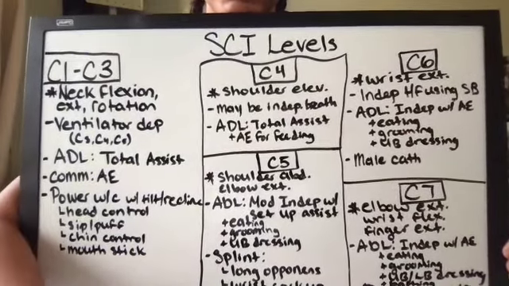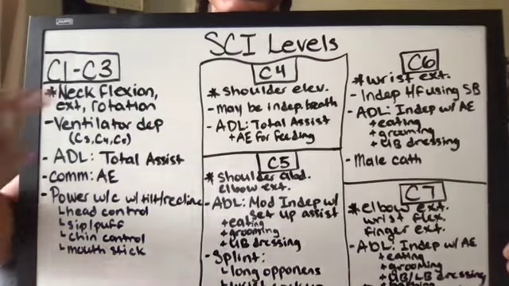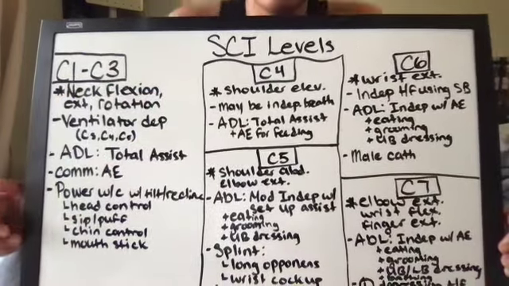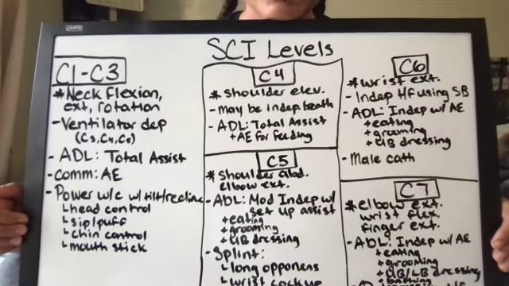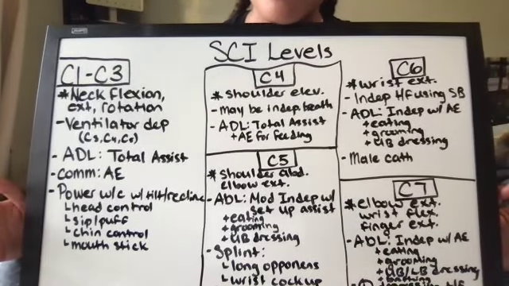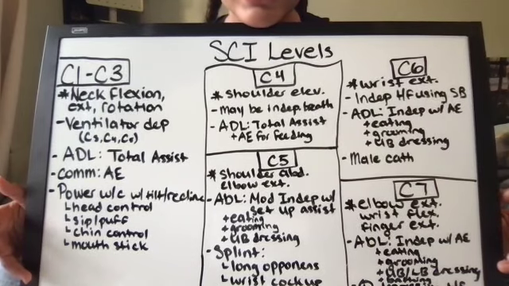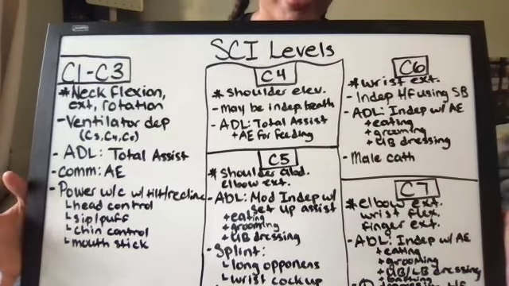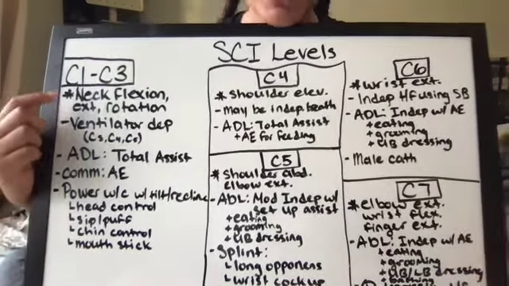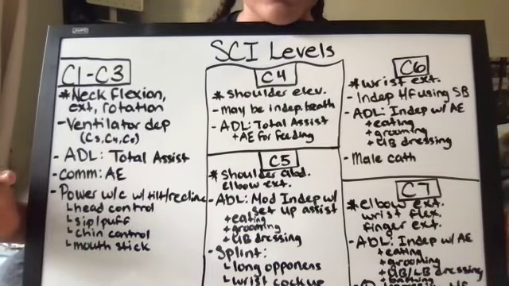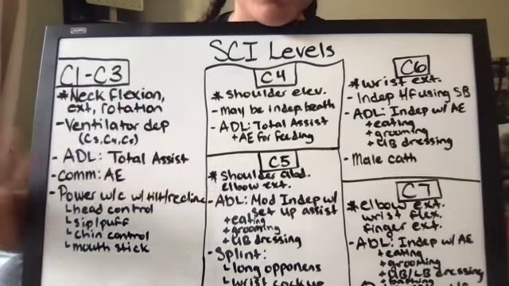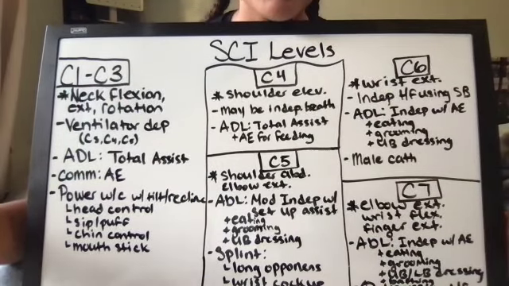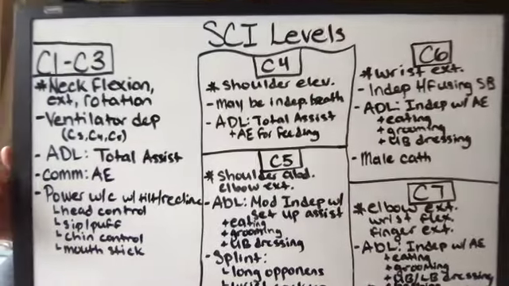And then as far as C4 goes, remember this one is shoulder elevation. At this point, the person may or may not be ventilator dependent. It's just going to depend on the person, but it's possible for them not to be on a ventilator at this point. For their ADLs, they're going to be total assist, but they are going to be able to use adaptive equipment for feeding.